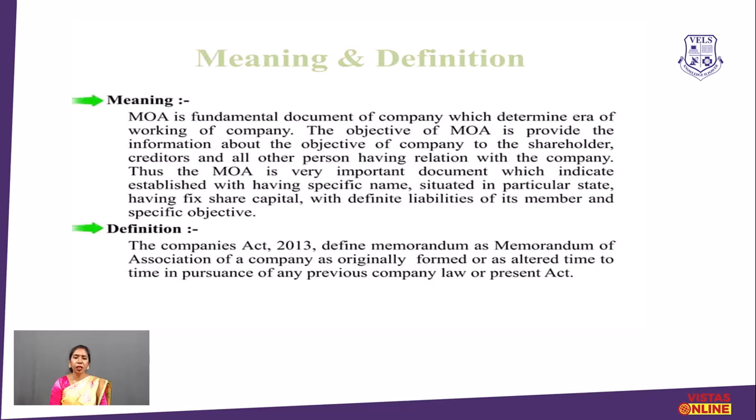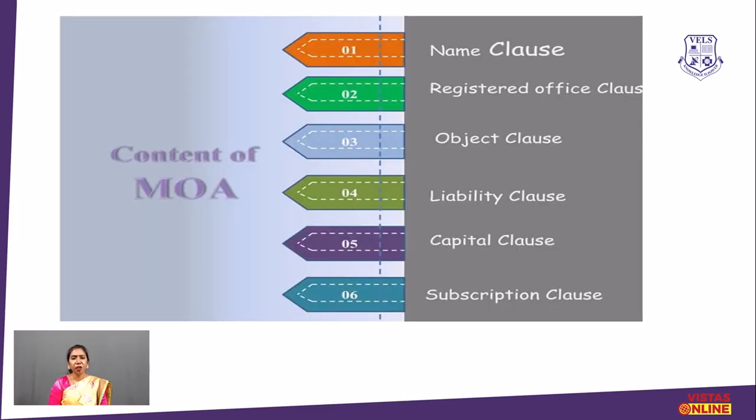The Companies Act 2013 defines the MOA of a company as originally formed or as altered from time to time in pursuance of any previous company law or the present Act. These are the contents of MOA: name clause, registered office clause, object clause, liability clause, capital clause and subscription clause.